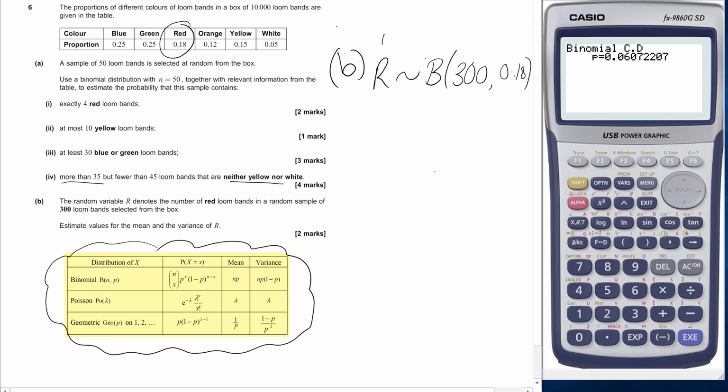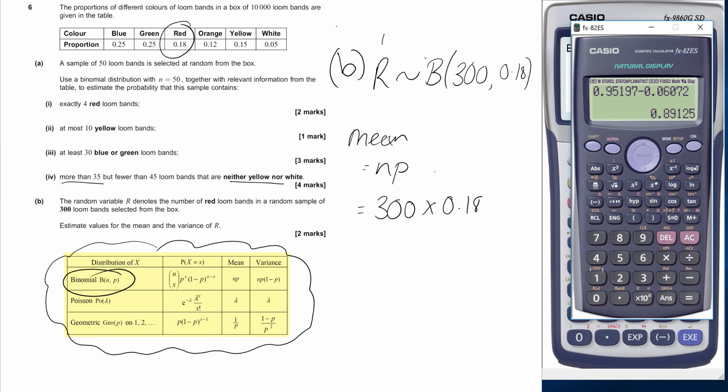So we're asked to find the mean and the variance. So using the formula book for something of a binomial distribution, n 300, p 0.18, the mean is equal to np. So n times p, so that's 300 times 0.18. And I'll just very quickly do that on our calculator. 300 times 0.18. So the mean is 54.